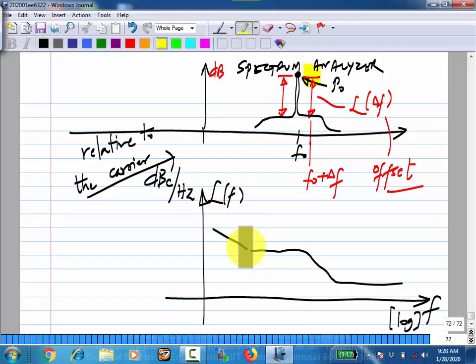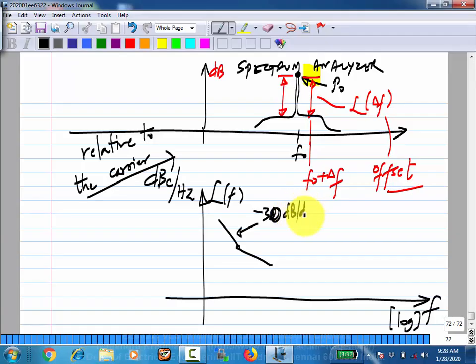And the reason for these things, I won't get into, but maybe I will show you the slopes also. So what can happen is that you can have a region where it is minus 30 dB per decade and minus 20 dB per decade and a flat one and so on. These things are all possible, and then it can flatten out somewhere.